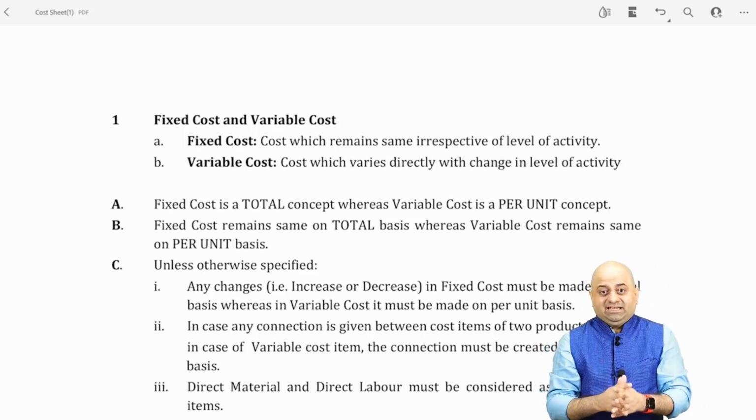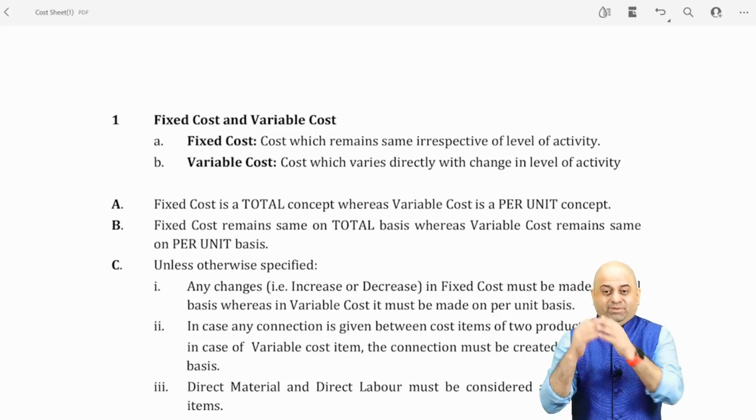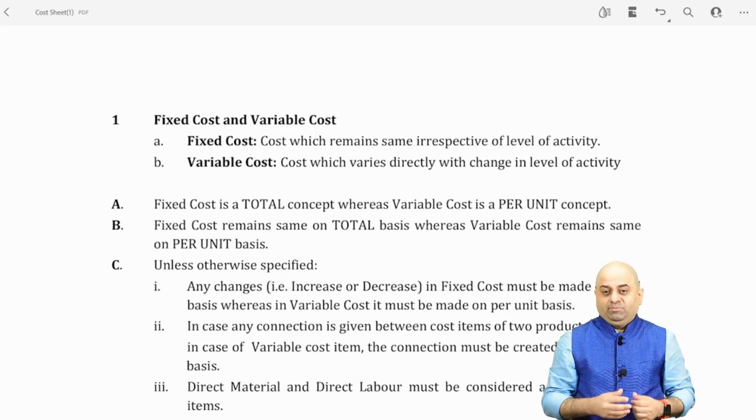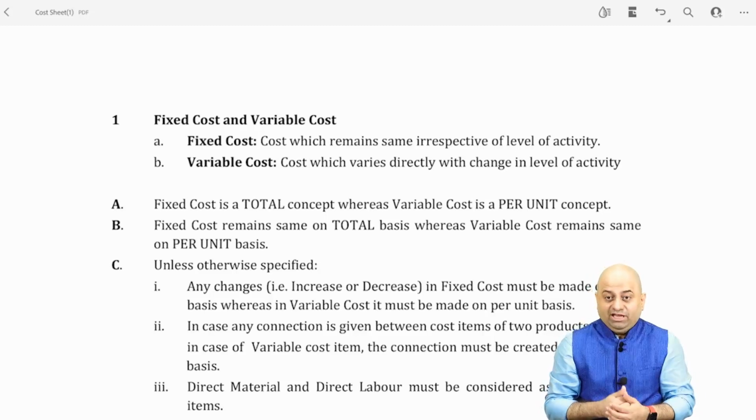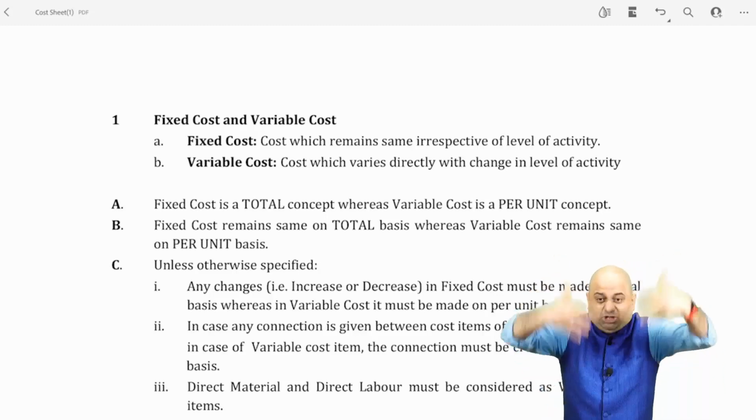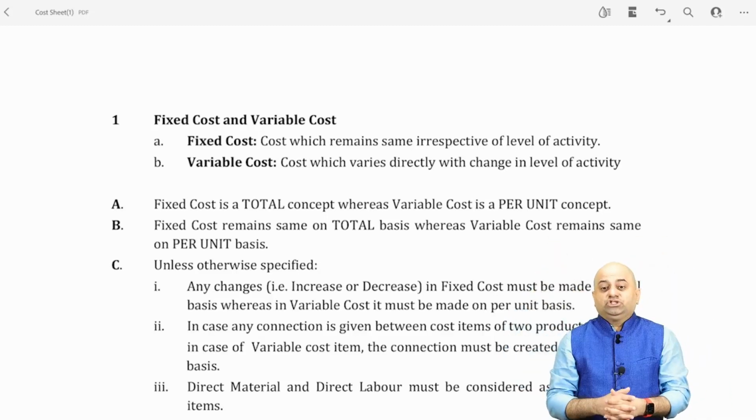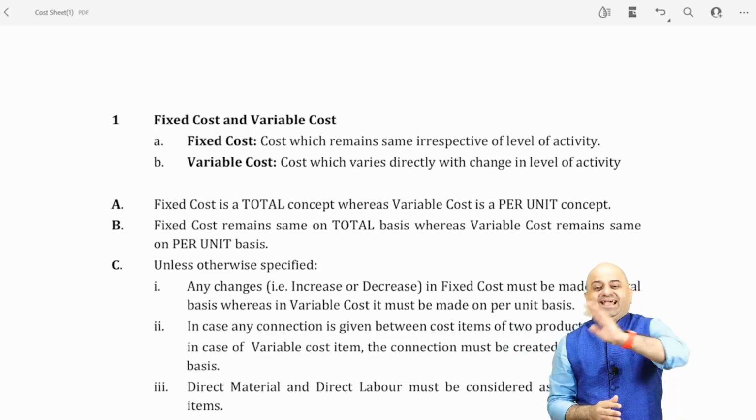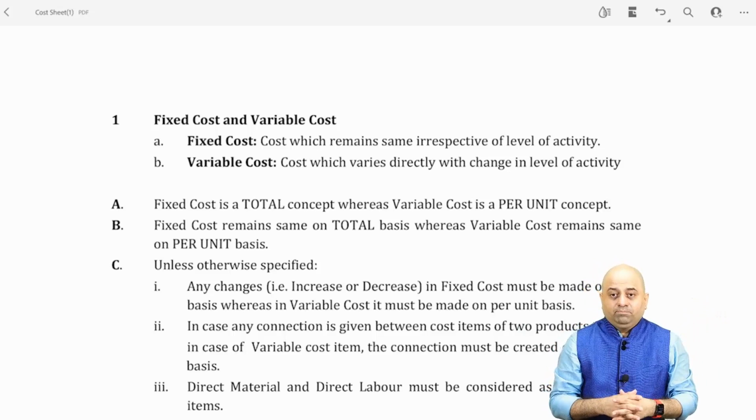Whereas the best example of variable cost naturally remains materials and wages. The more you produce, more material will be required. The less you produce, less material will be required. Same will be for labor. My point is pretty clear that variable cost will change with change in level of activity, whereas fixed cost will remain the same irrespective of level of activity.